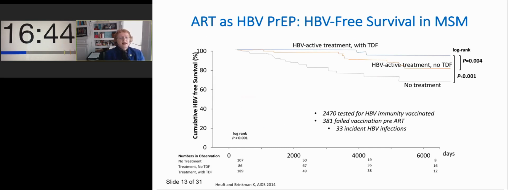What about antiretroviral as HBV PrEP? And this is a nice study showing Hep B free survival in MSM. There are over 2,000 individuals tested for hepatitis B immunity and vaccinated, but 381 of them failed vaccination. There were 33 incident HBV infections, and you can see on the graph cumulative HBV survival, those without hepatitis B, the highest and best outcome was with HBV active treatment, including tenofovir. In red is HBV active treatment without tenofovir, and in gray at the bottom are individuals with no treatment. So if you include tenofovir in ART, it can act as PrEP in individuals who failed Hep B vaccination.